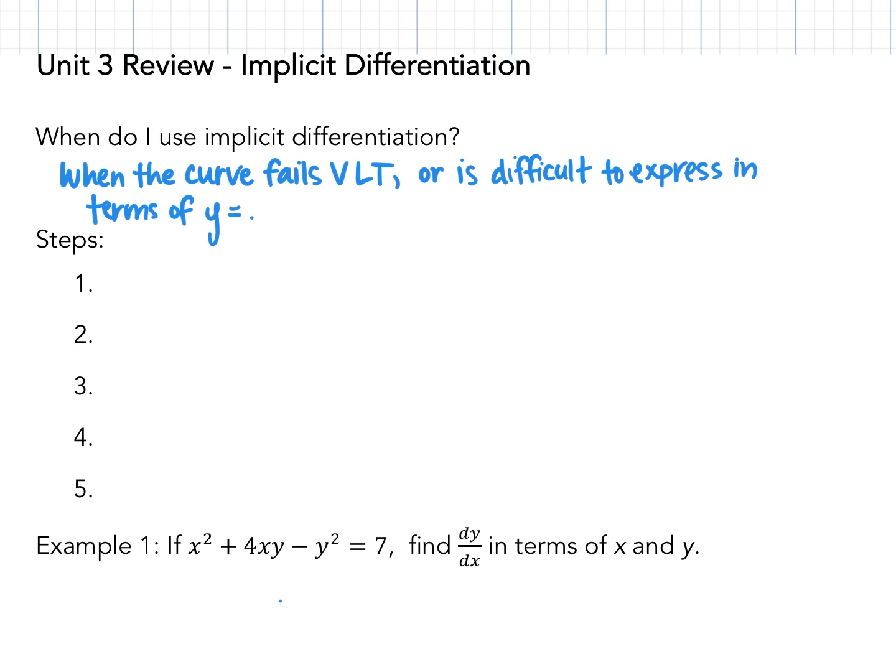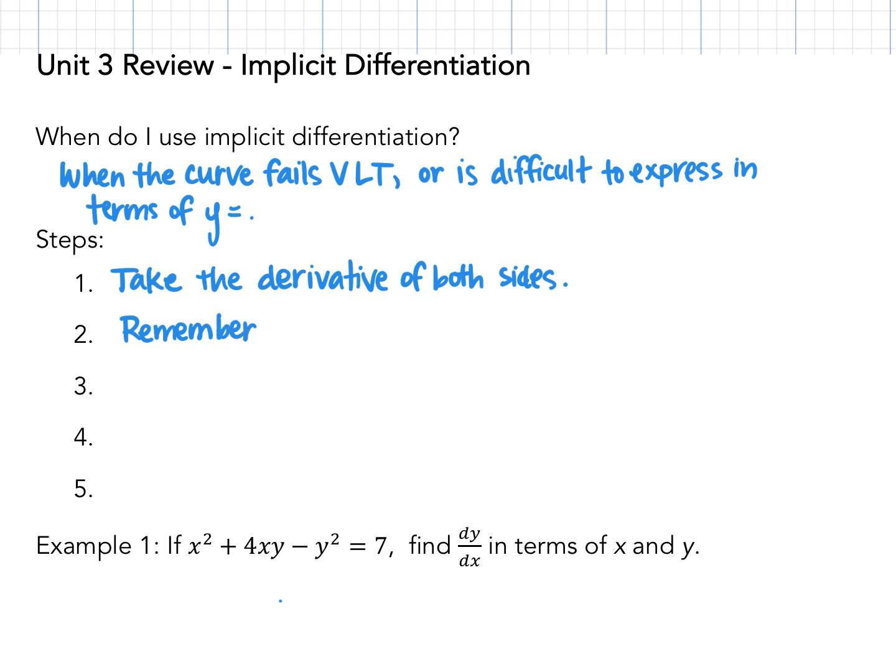So what are the steps then? Leave the equation the way it is and take the derivative of both sides. So you want to take the derivative of the left side and the derivative of the right side with respect to x. You have to remember to apply the chain rule to all the variables in terms of y. So anything that has a y on it would also have the chain rule of dy dx.